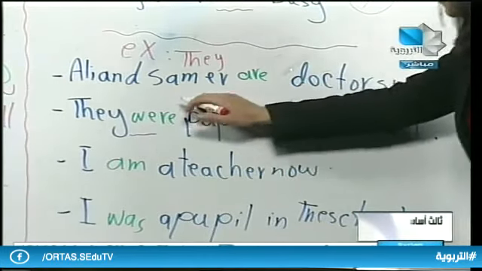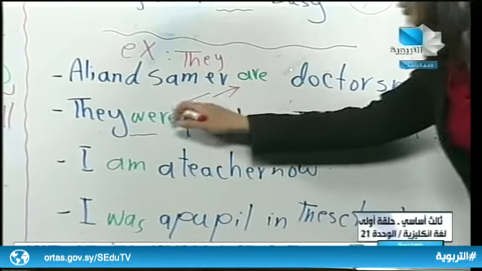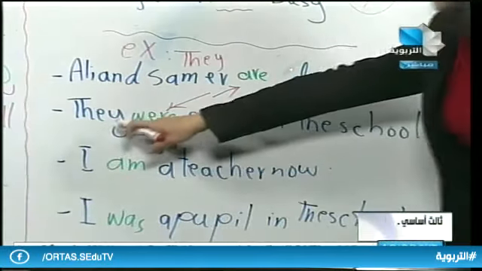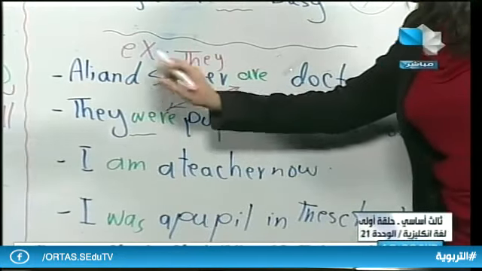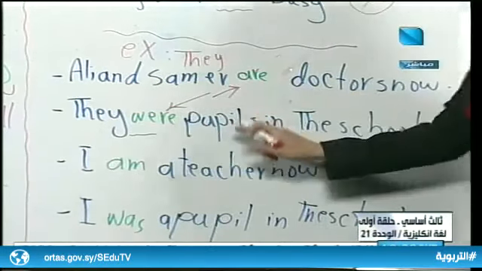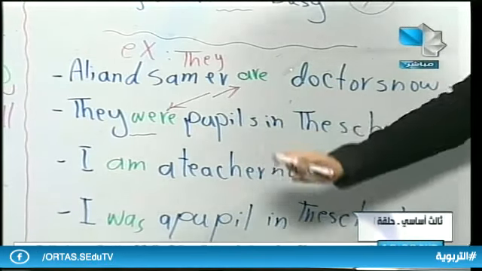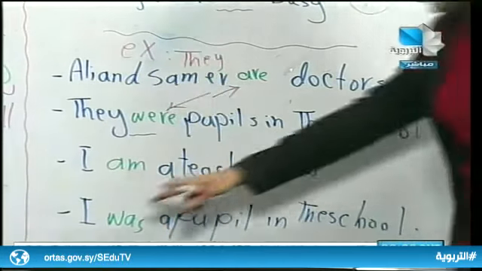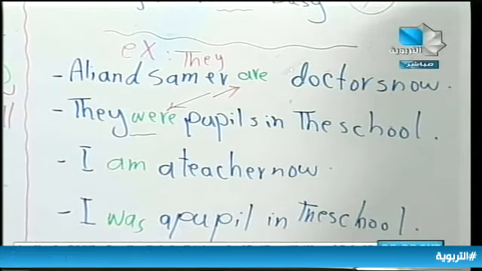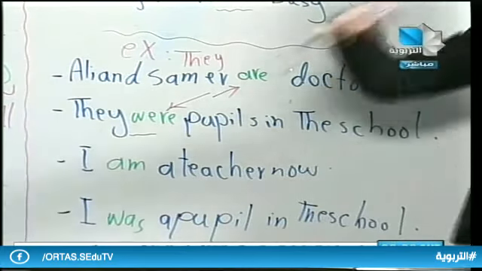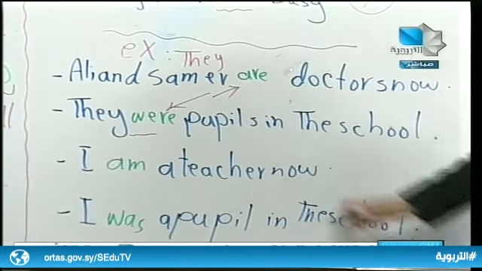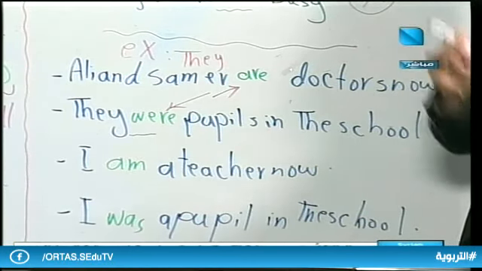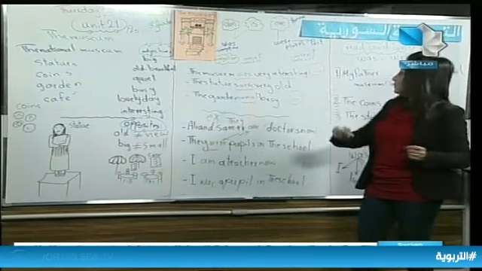They were. The past form of are is were. And I say were because it's plural. They, you, and we. They were pupils in the school. Another example, I am a teacher now, like me. I am a teacher now, but I was a pupil in the school. And I was a kid. I am old, I was young. Okay? And you are a pupil. Dear students, you are pupils now, but you were babies in the past. Okay?